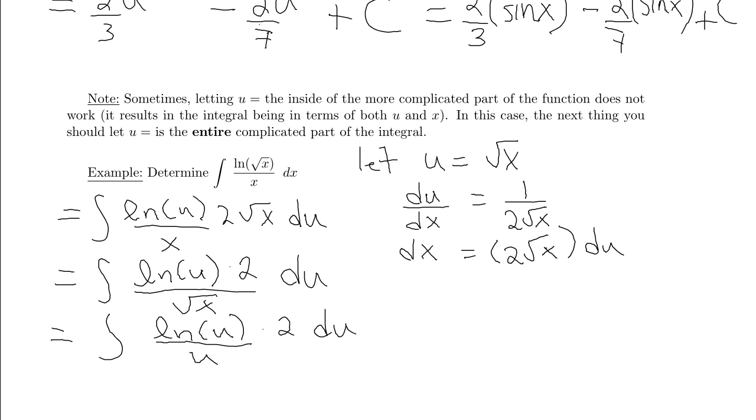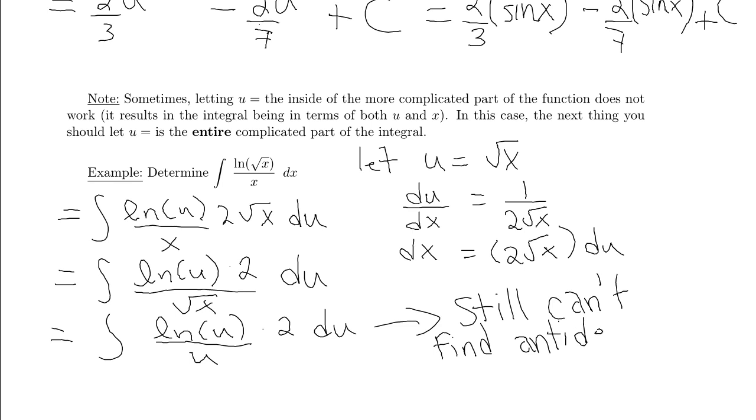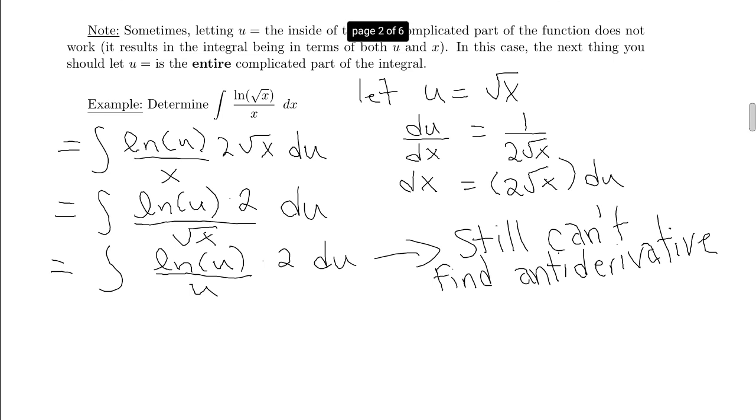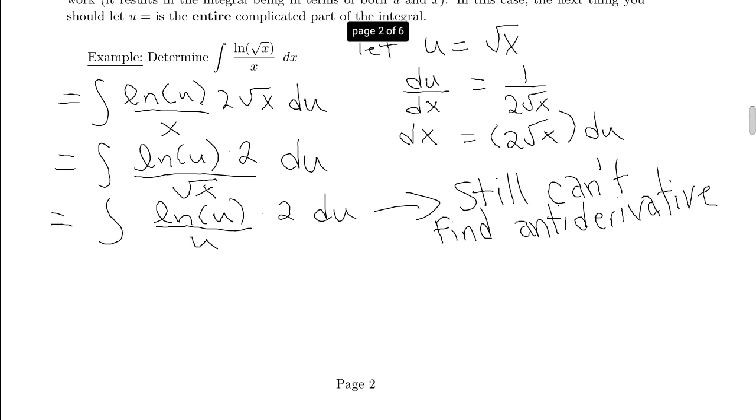But the problem is that I still have no idea of a function that has that as its derivative. So I still can't find the antiderivative. Right? If you ask me what function has derivative ln x over x, I don't know the answer. So this tells me that, okay, maybe my choice of u wasn't that helpful. You know, I ended up with something that doesn't seem any better.